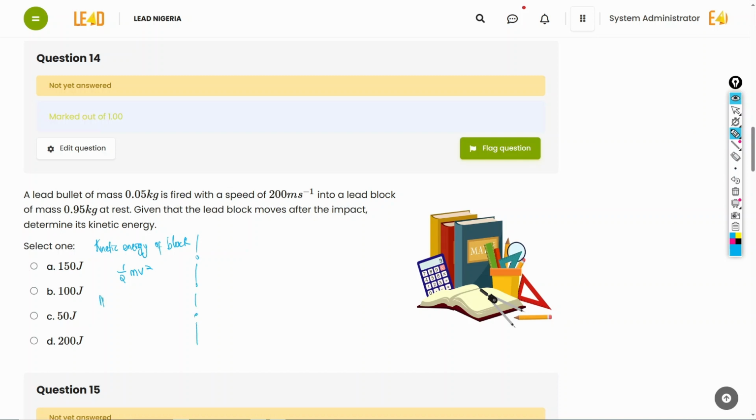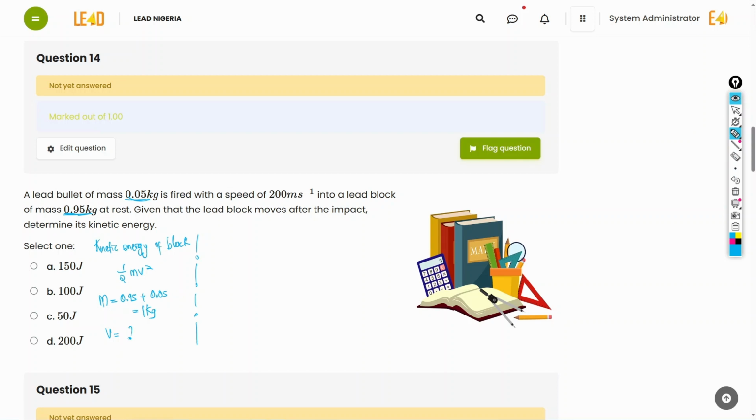Now, we are talking about after the collision has already happened, right? And it's safe to assume that the lead bullet is now inside the lead block. So the mass would be the combination of both of them, the bullet and the block. So the mass would be 0.95 plus 0.05, which is 1 kg. All right, and then our velocity is what we need to find, because once we have our velocity, we can calculate the kinetic energy. So how do we get the velocity?